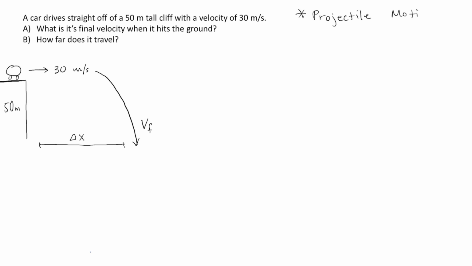This is projectile motion, and that means it has an x component and a y component. The x component is uniform motion, so there is no acceleration. We also know the velocity in the x component, so Vx is equal to 30 meters per second. How do I know this? Well, look at our diagram. The velocity vector is pointed to the right, so it is not at an angle. That means all of the velocity is in the x component, so Vx is equal to the full 30 meters per second. Now let's look at the y component.